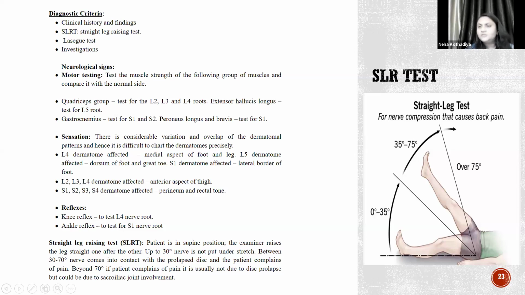To perform this test, the patient is in the supine position. The examiner raises the leg straight, one after the other. Up to 30 degrees, the nerve is not put under stretch. Between 35 and 70 degrees, the nerve comes into contact with the prolapsed disc and the patient complains of pain. Beyond 70 degrees, the patient's complaint of pain is usually not due to disc prolapse, but could be due to sacroiliac joint involvement.